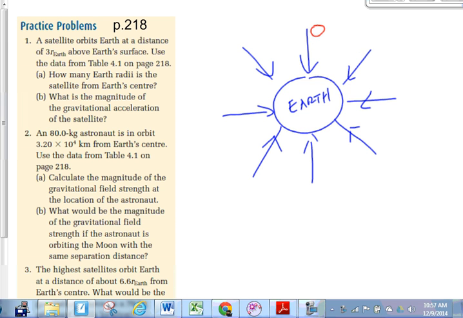If you've got information about what caused the field, in other words, information about the Earth, then we're going to use what we call the producer equation to solve for the field strength. g = Gm over r squared. M would be the mass of the producer. r would be the distance from the producer to wherever it is that we're trying to find the field strength.